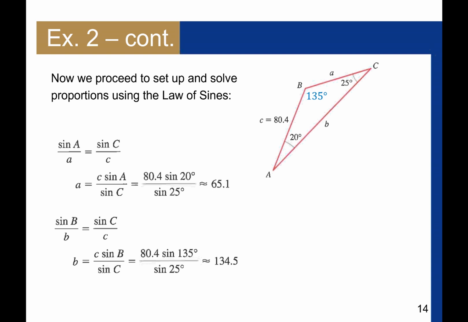But in this case, the measure of angle B is 135. We're expecting side B to be the longest. Crunch the numbers, 134.5. So again, there should be that moment of just checking, make sure that all the proportions fit. You're good to go.